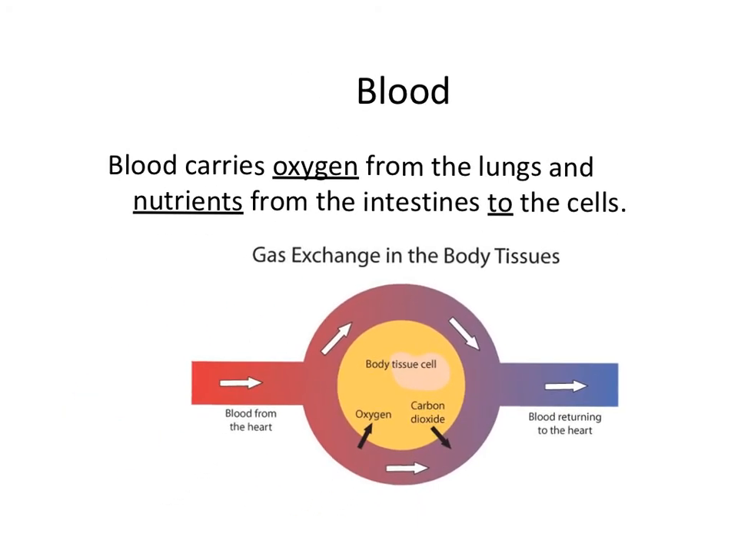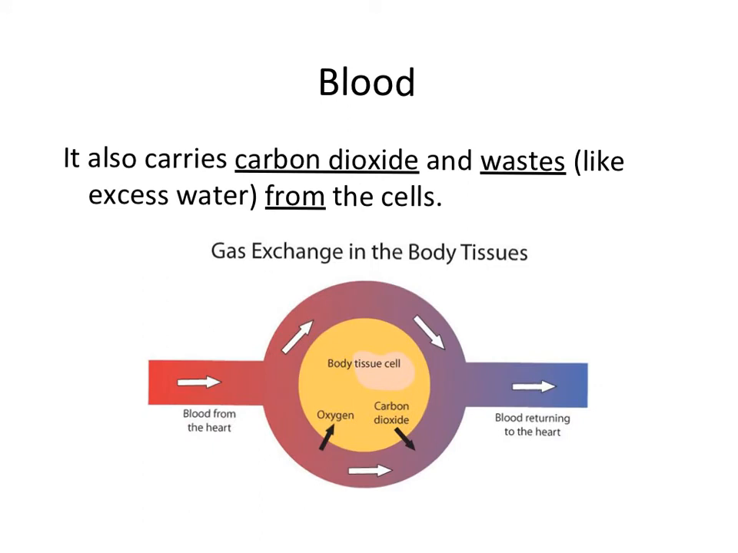It carries oxygen from the lungs to the cells, and it also carries nutrients from the intestines to the cells. So right away, you should be able to recognize where these three different systems interact. We have blood from the circulatory system, we have lungs from the respiratory system, and we have the intestines from the digestive system. So not only does blood carry oxygen, blood also carries carbon dioxide.